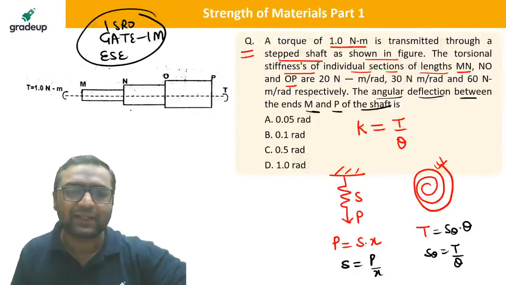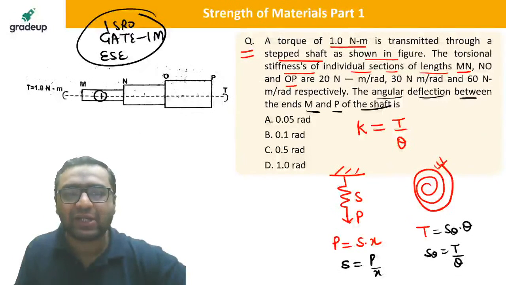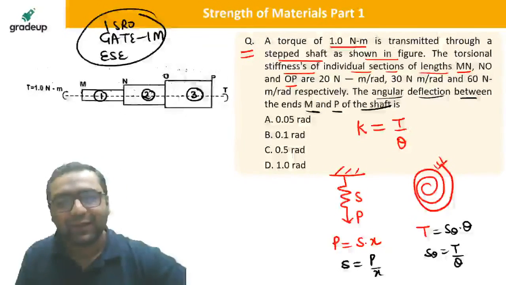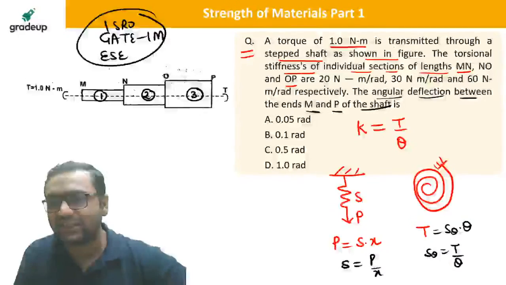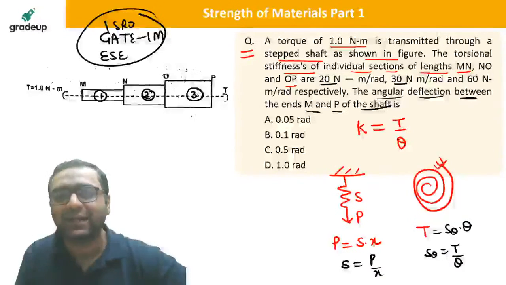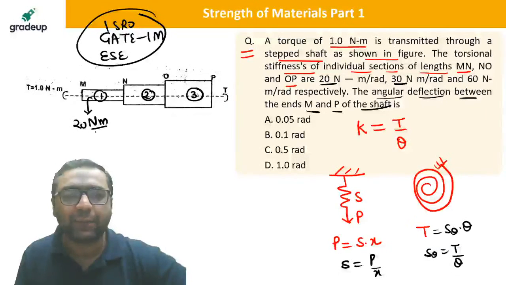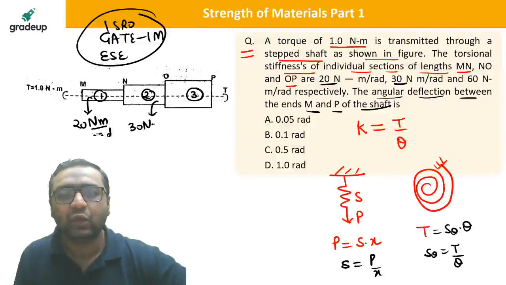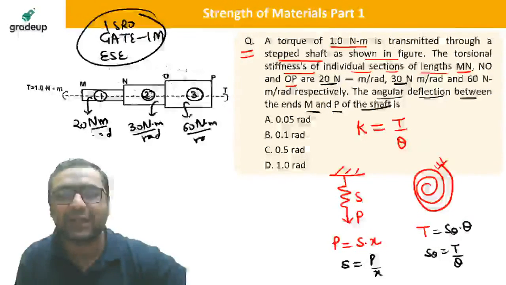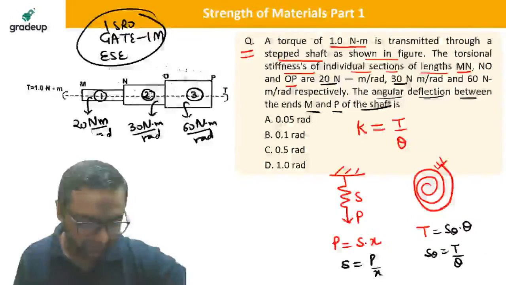You can see these are the shafts in series. This is shaft number 1, shaft number 2 and shaft number 3. Here it is given that the torsional stiffnesses are 20, 30 and 60. So you are already given the torsional stiffnesses. This is 20 Newton meter per radian. For this it is given as 30 Newton meter per radian. For this it is given as 60 Newton meter per radian. These are already given to us.